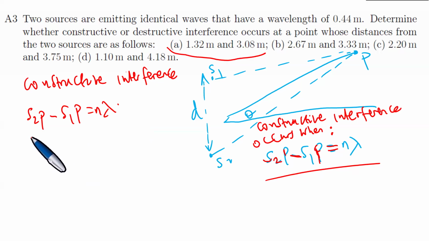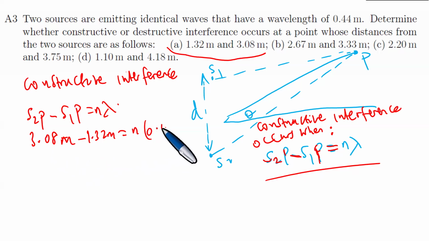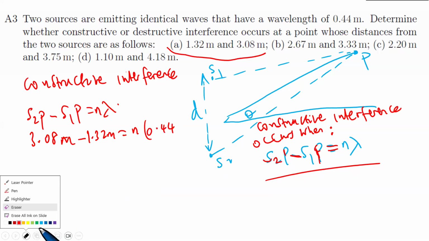So you have 3.08 meters minus 1.32 meters is equal to n times 0.44. And therefore, this n must be an integer. So you can divide this one. This one is in meters.